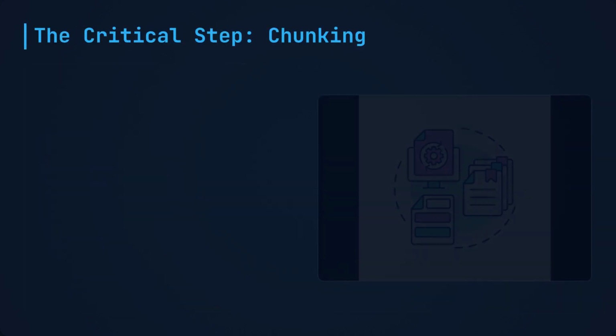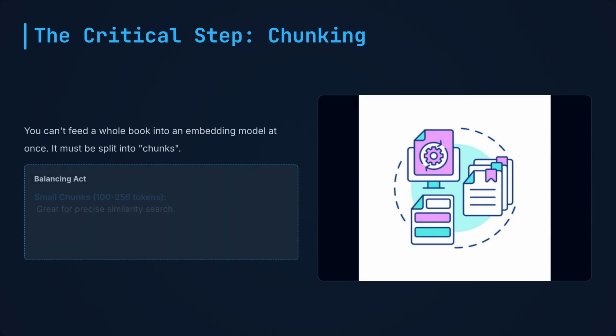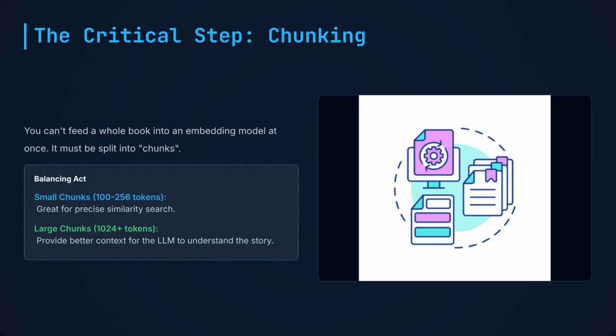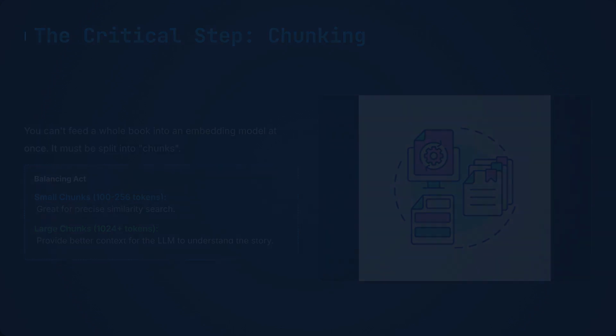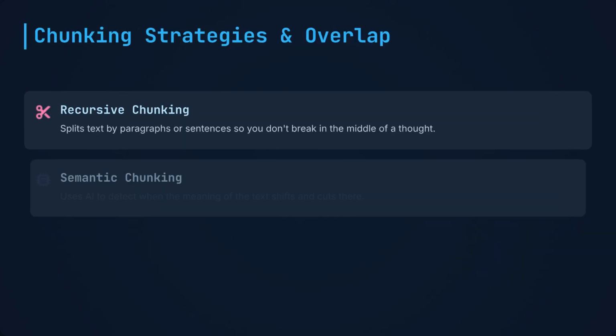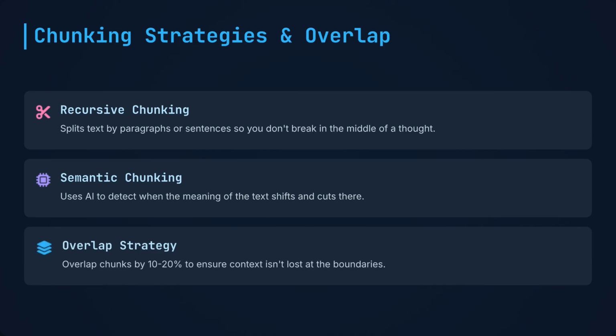Because you can't embed an entire document at once, a critical step is chunking. Small chunks are great for precise similarity search, while larger chunks provide better context for the LLM. Common chunking strategies include recursive chunking, which splits by paragraph, and semantic chunking, which uses AI to cut when the meaning shifts. It is also important to use an overlap strategy to preserve context at chunk boundaries.